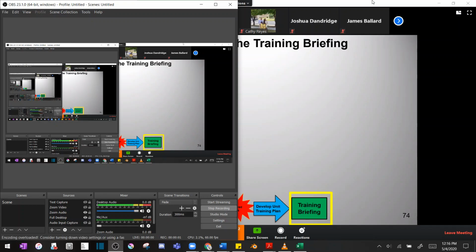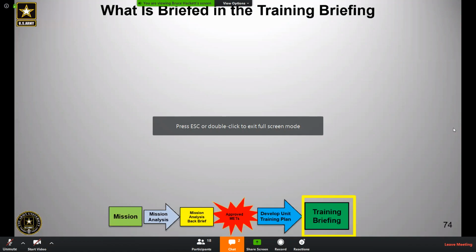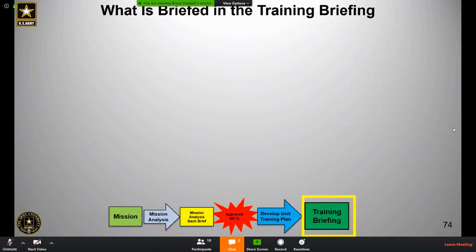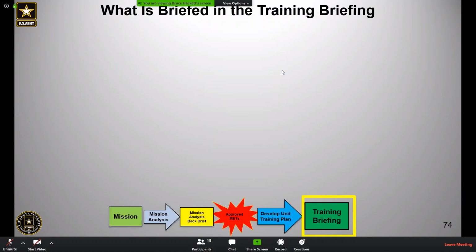is briefed in the training briefing and why we need it. The training briefing is an example of the commander's dialogue occurring during the critical points in the training process. This dialogue is between the unit commander and the commander 2 levels up, normally battalion commander to the division commander. The purpose of the training briefing is to ensure the division level commander or the brigade level commander has visibility of and concurs with the approved training program.